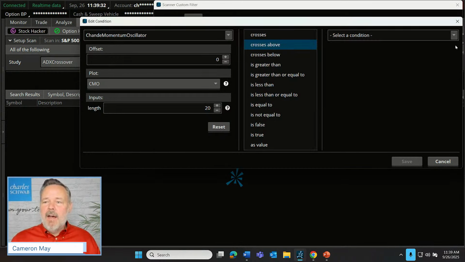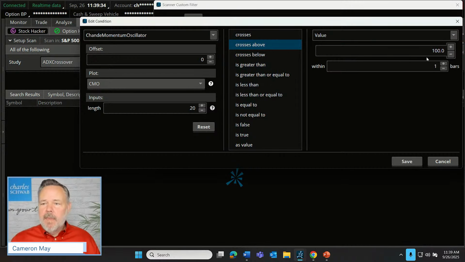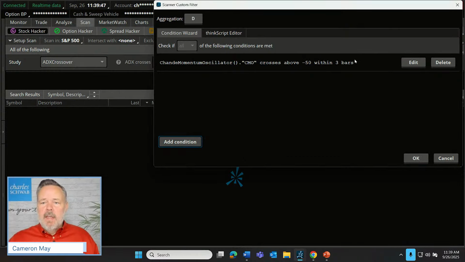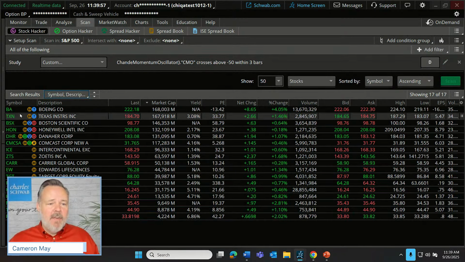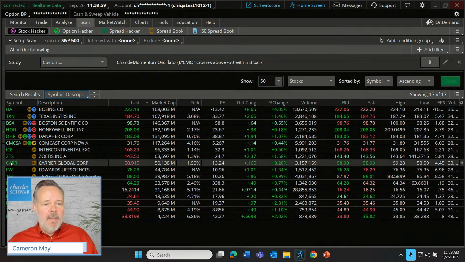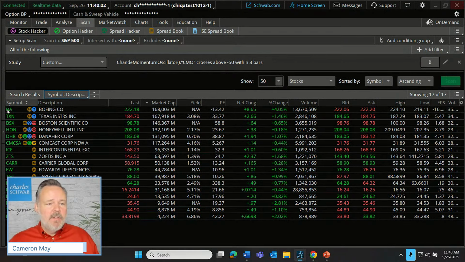But crossing above a value of minus 50 within the last 3 bars or days. This filter, as we have it currently constructed, is going to be a daily filter. All right, let's click OK. And that's our whole scan. Let's click scan and see how many stocks in the S&P 500. All right, looks like we have maybe 20-ish. Let's just go with the first one.